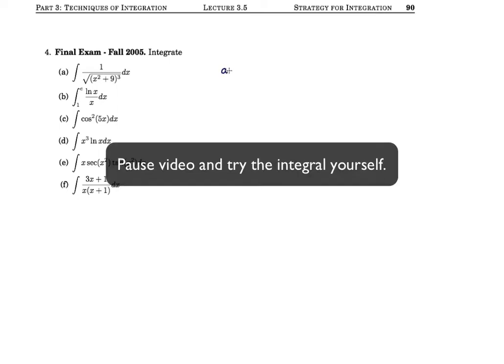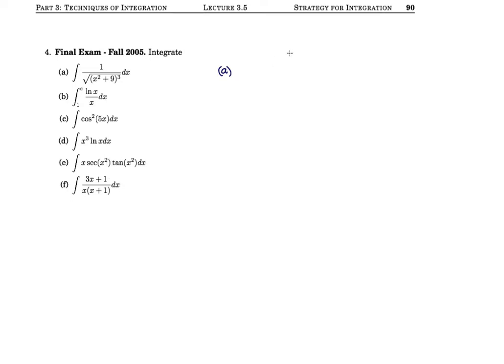Okay, in this next example, we have in the denominator a sum of squares. So this screams to us trigonometric substitution. So what's our trig substitution going to be? Well, it's the sum of squares, so we're going to take x to be 3 tan theta. So dx is 3 secant squared theta d theta.